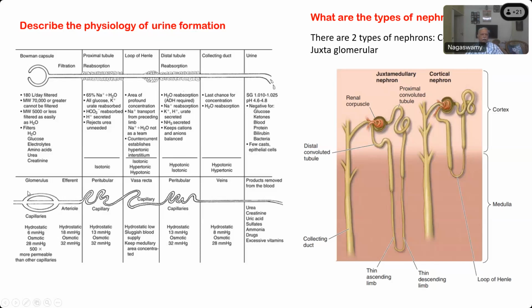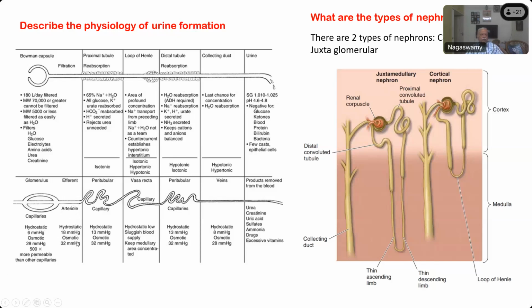And the pressures which are doing that: in the glomerulus capillaries, the hydrostatic pressure is 60 millimeters, the osmotic pressure is 25, more permeable than other capillaries. Then this is the efferent arteriolar level.